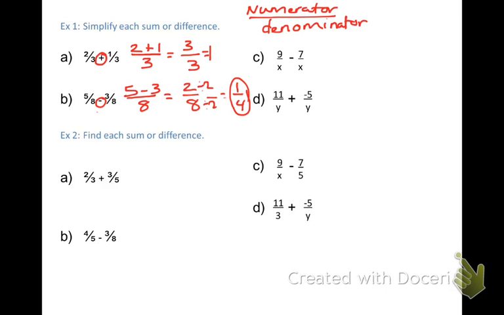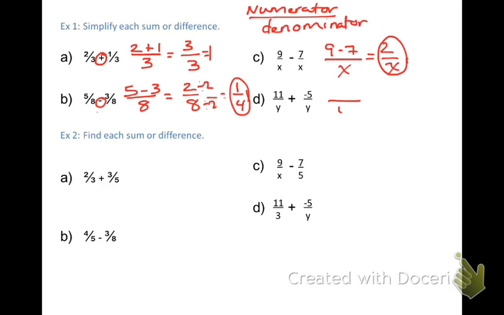See, it's a little different. Now we're getting into variables attached with it. So again, you're going to have your line with an x as your denominator. And then you take your top and you go 9 minus 7. 9 minus 7 is 2 over x. And that's how you leave it. We're not finding out what x equals yet. We're not there yet.